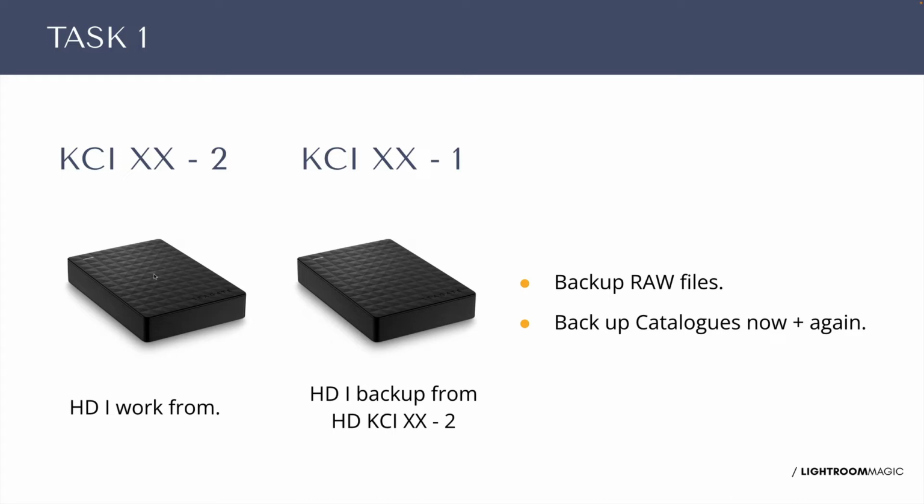So when I go to edit or do a shoot, I will plug in the KCI, whatever year it is, the number 2 backup. I'll work from it, and then I'll go ahead and back everything that I've just done onto the number 1 hard drive. So there'll be raw files on both, and I'll have backups of catalogs now and again. If I'm using Capture One, I will also make sure that I have sessions on both of these hard drives. So that's the main way that I work.